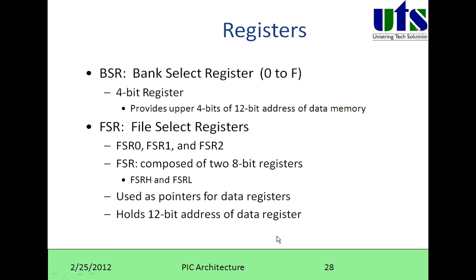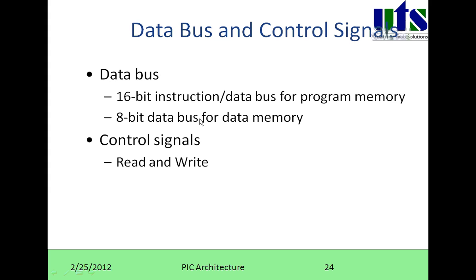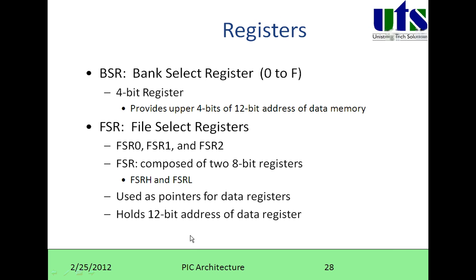As we know, for the data memory also there are 2 buses, right? One is the address bus and another is the data bus. The address bus is 12 bits and the data bus is 8 bits, right? So here also it holds the 12-bit address for the data register. The register is an 8-bit register that stores the data, but where the register is located, that 12-bit address is stored in these file selection registers.